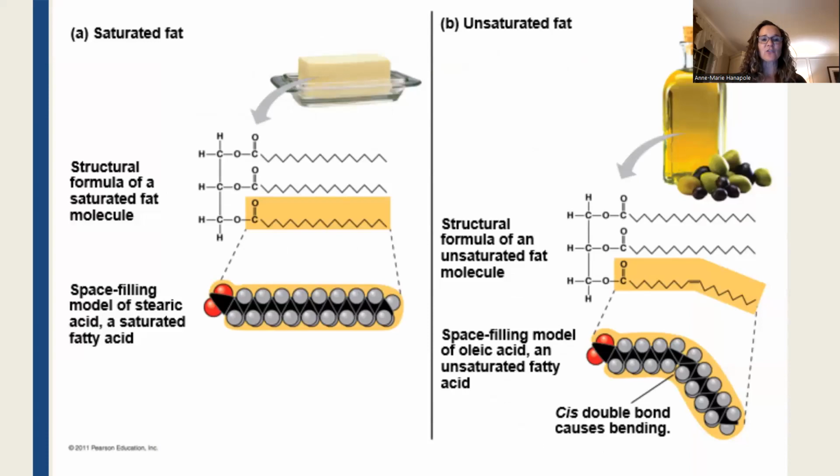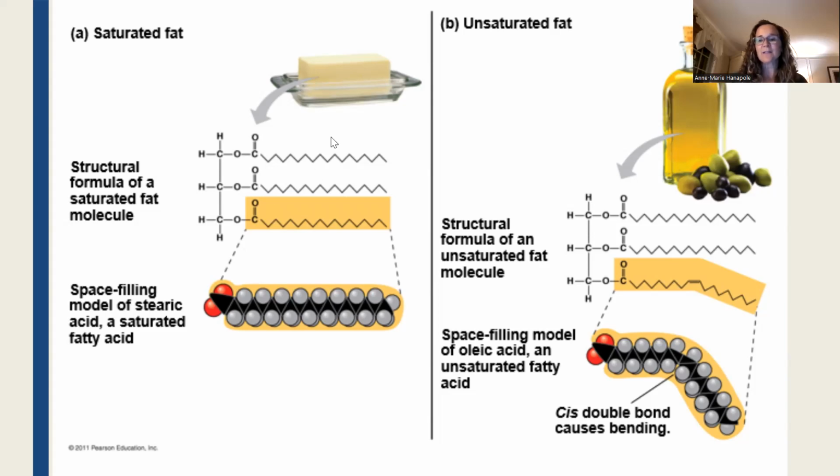So again, the saturated fats are solid at room temperature. And the reason why they're solid at room temperature is because they are very straight, very linear, which means you can stack a whole bunch of them on top of each other. And because you can stack a whole bunch of them on top of each other, they can pack really closely and tightly together. And so they are saturated fats that are solid.